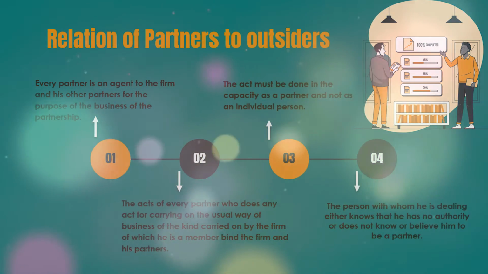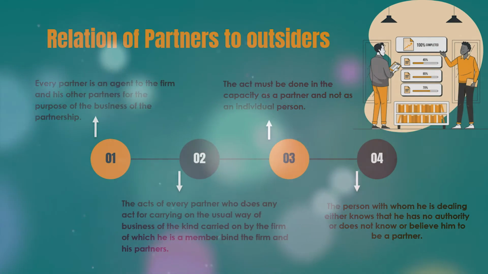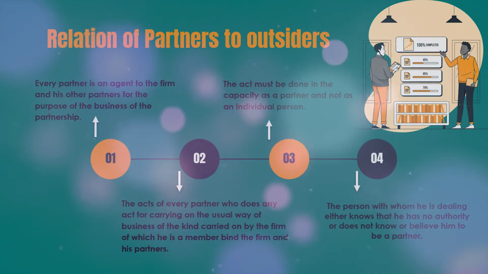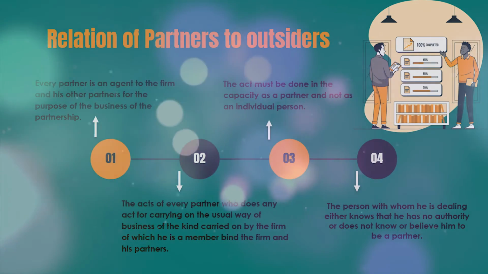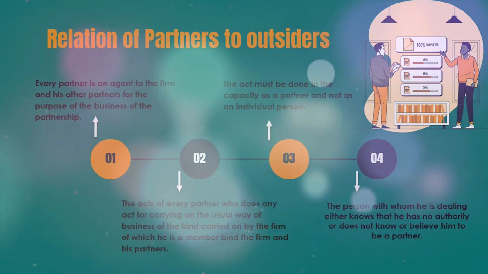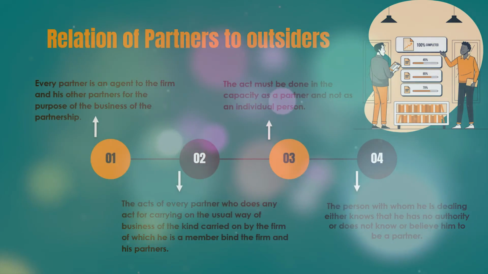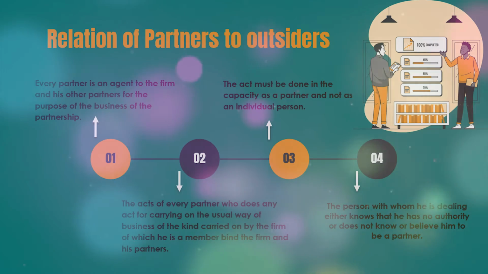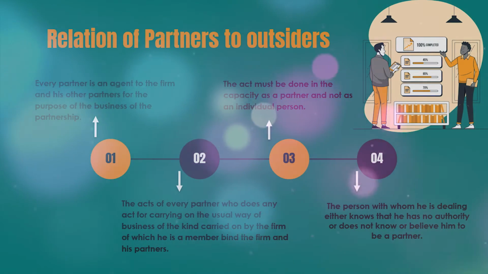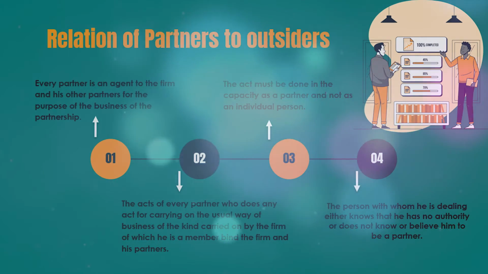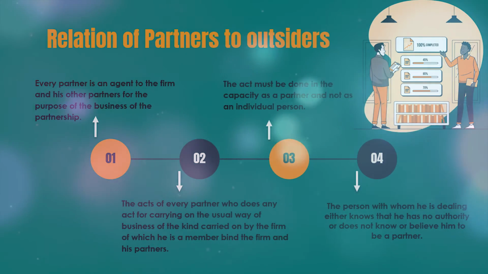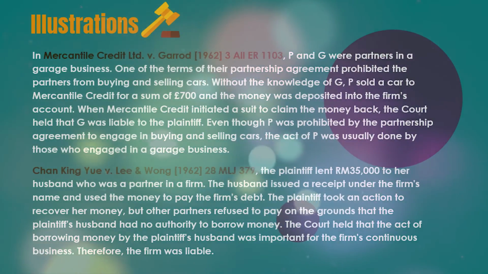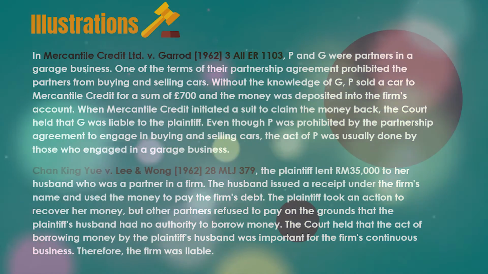Section 7 of the Partnership Act 1961 provides that every partner is an agent for the firm and other partners for the purpose of the business of the partnership. This means any act done by a partner in the course of partnership business binds the firm and other partners, unless the partner has no authority or is unauthorized to act for the firm and the third party. Relevant illustrations have been stated for your reference.